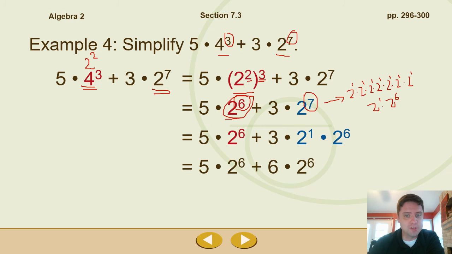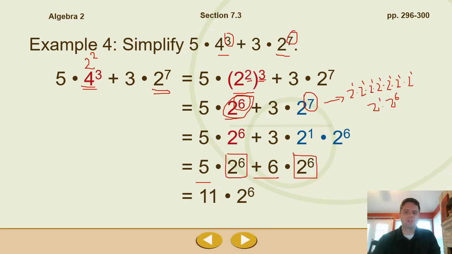So we have 5 times 2 to the 6th plus 6 times 2 to the 6th. Now these both match, right? Both the base and the power that they're being raised to match one another. So now we can just add the coefficients. What is 5 plus 6? It is 11. And the final answer is 11 times 2 to the 6th power.